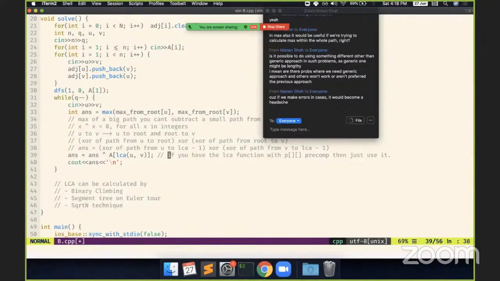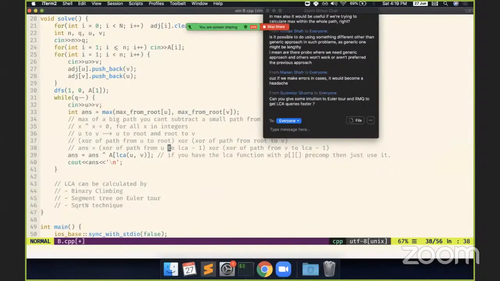Because if you make errors in cases, it would become a headache. Agreed, it does become a headache. That's why you do printing and stuff. But anyways, you have to find the LCA in most of these questions. So if you're writing the LCA code itself, then adding the path aggregate is just like 5-7 lines. Adding the val array everywhere at the correct places is just a 10 line change or something. So if you can write the LCA function correctly, then making it path aggregate is relatively simpler, I would say. Writing the LCA function correctly for the fast log n one is challenging, but I think it's required. Okay, binary climbing is probably the simplest method, to be honest.